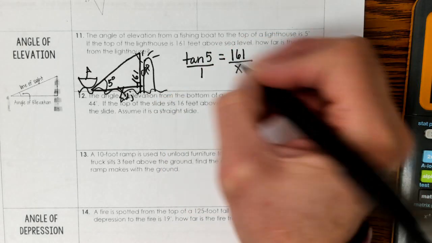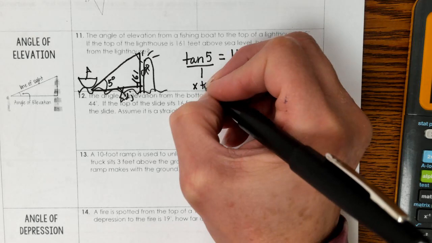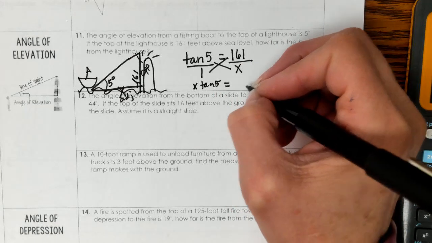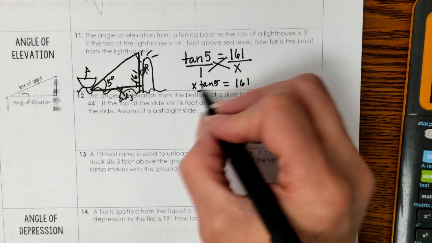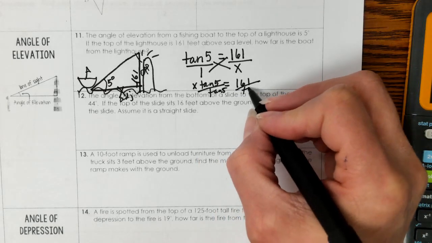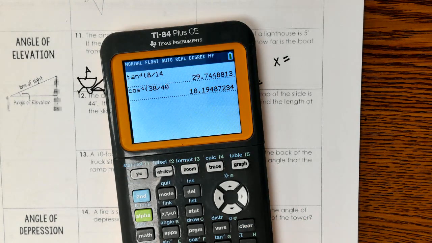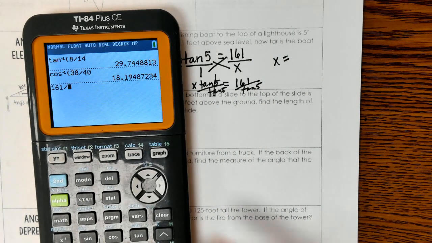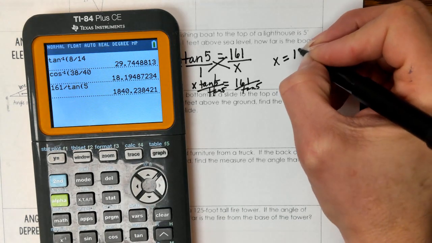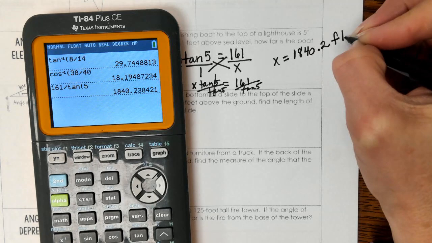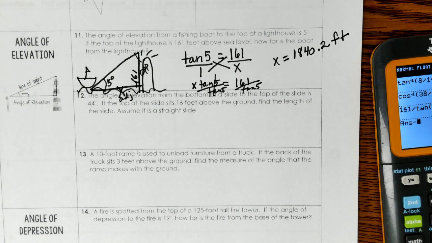Okay, if we put a 1 under it to cross multiply, you're going to get X times tangent 5 if I go that way. Then equals a 1 times 161 is just 161. Then we'll simply divide by our tangent 5 on both sides. And we'll end up with X equals, and let me go to my calculator. We've got 161 divided by tangent 5 degrees. And our answer is 1,840.2 feet. That is the distance of the boat to the lighthouse.